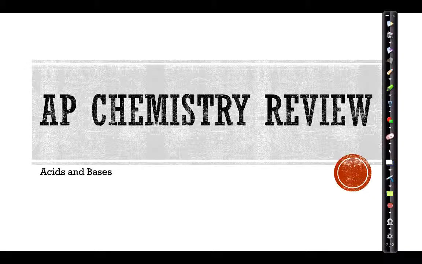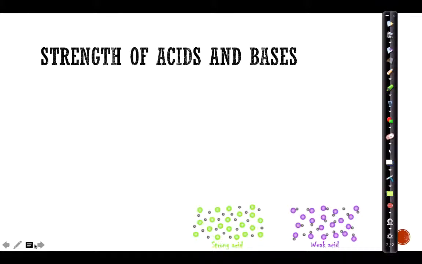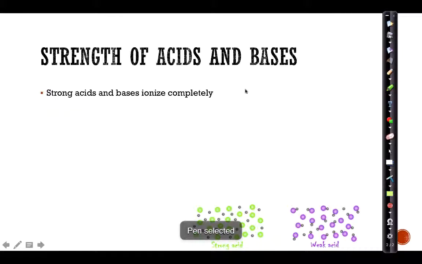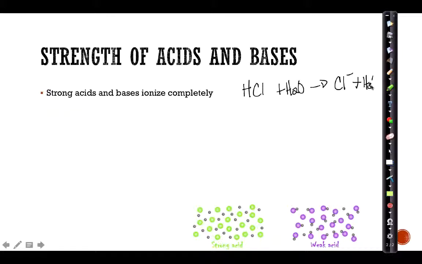Alright, so in this video we're going to go over the basics of acids and bases, including titrations and also buffers. So the first thing you need to remember is what a strong acid is. Strong acids and bases will ionize completely, meaning if I put it into water, I'm going to create all of the ions. So if I have hydrochloric acid and I put it into water, I am going to make Cl minus, and I'm also going to make hydronium because that hydrogen will attach and bond to the water. And I will have all of this.